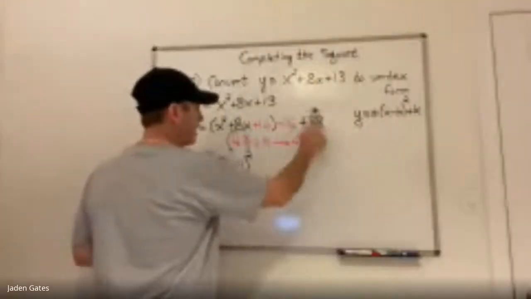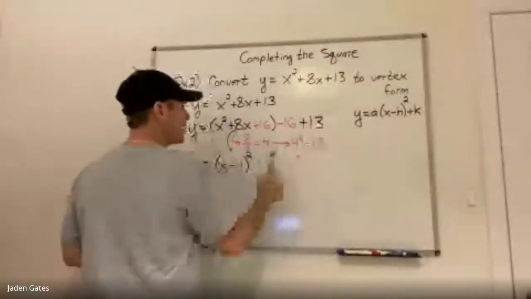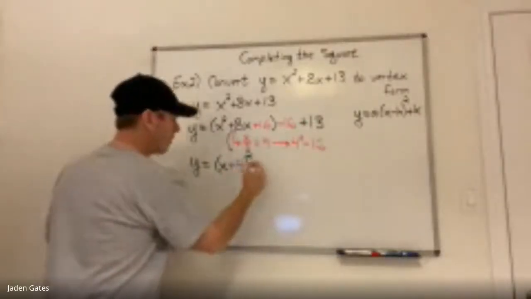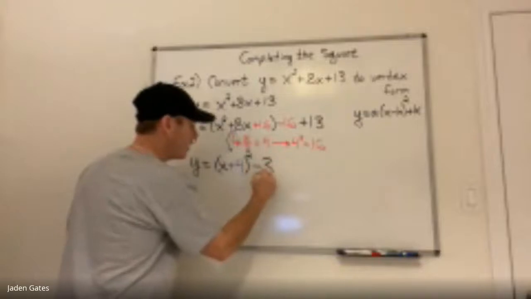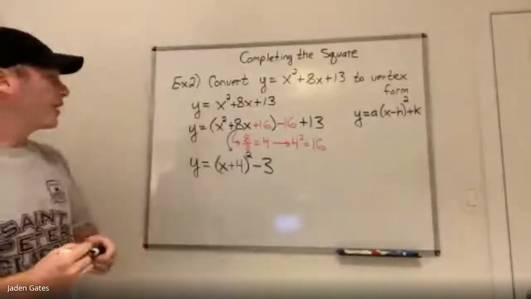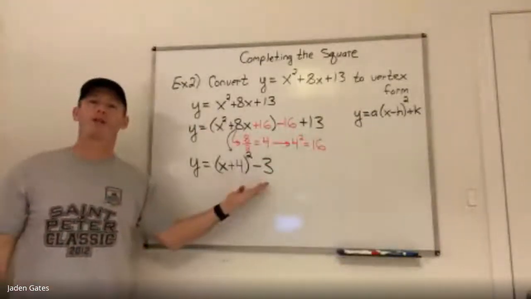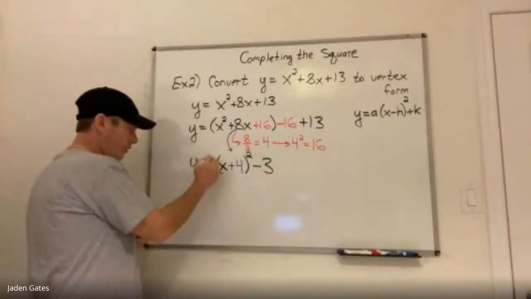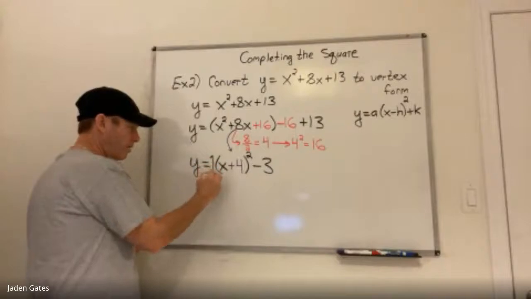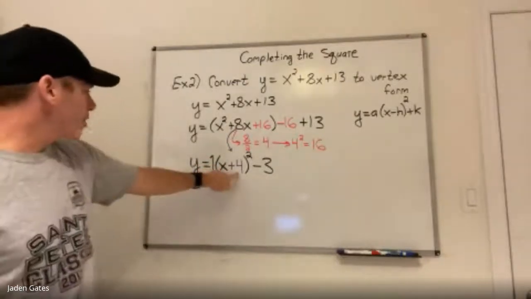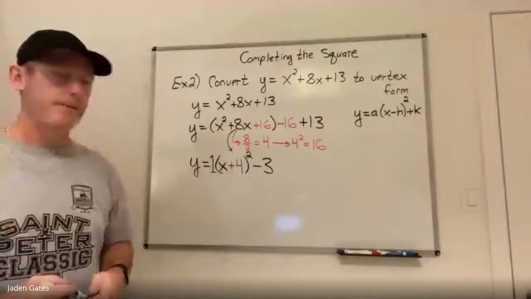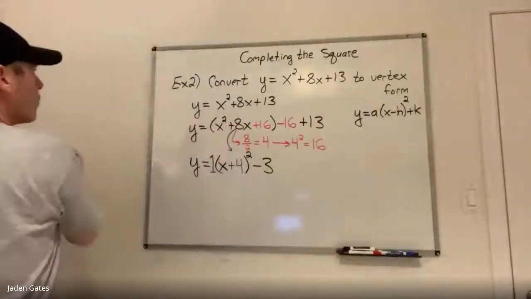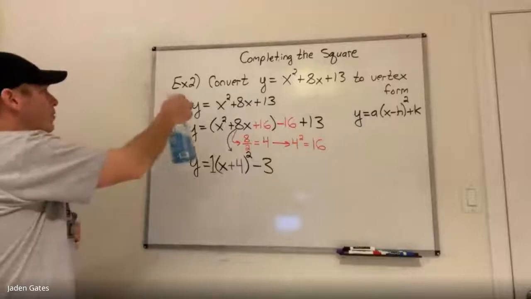But then I have this stuff over here. This is just the leftover numbers at the end. And so if I have a minus 16 plus 13, that is a minus 3. And now our equation is in vertex form, where I have y equals, there is actually a secret one here. There's our a value, there's our h, and there's our k. All right, so I'm going to have to do a couple of those so you get the hint of what I'm doing here. All right, so here we go.